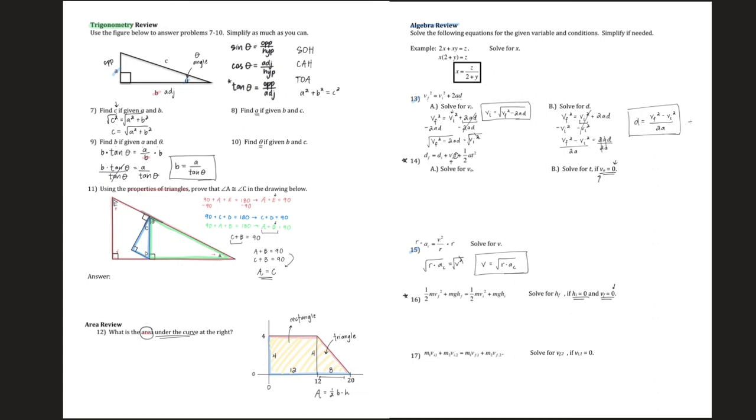Looking at 14, if we plug in 0 for V0, well, 0 times anything is 0, so that whole term drops out, which is amazing. We don't have to worry about that anymore, because 0 times t, no matter what t is, is 0. So it drops out. We're left with df equals di plus 1/2 at squared. It makes it easier to solve because one of the terms is gone. Same thing with number 16. You're going to plug in those zeros first and see how that changes your equation, what it gets rid of.